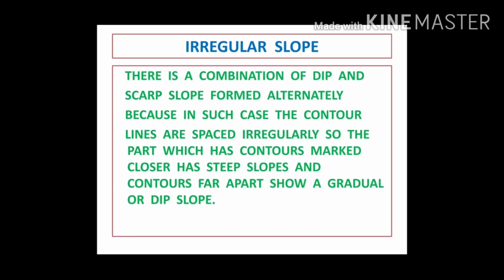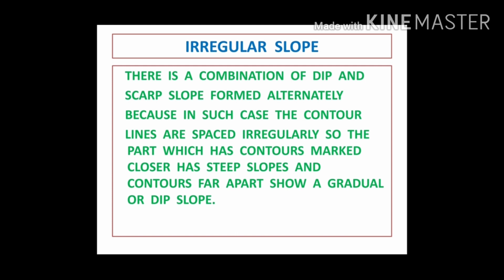Let's proceed. The next one is irregular slope. There is a combination of dip and scarp. Now children, we have learnt just before this that dip slope means gentle and scarp means steep slope. So they are formed alternately because in such a case the contour lines are spaced irregularly. The part which has contours marked closer has steep slope, and the contours far apart show a gradual or dip slope.